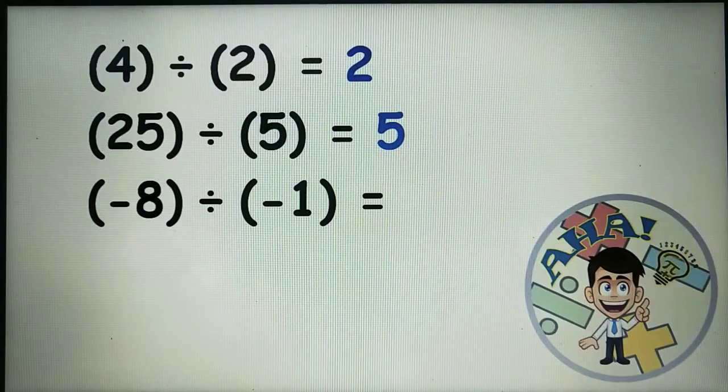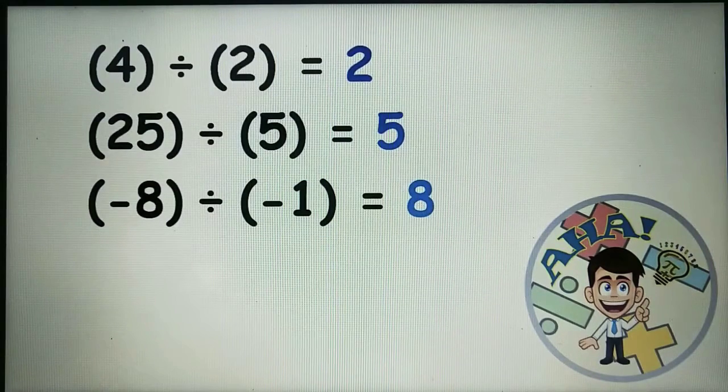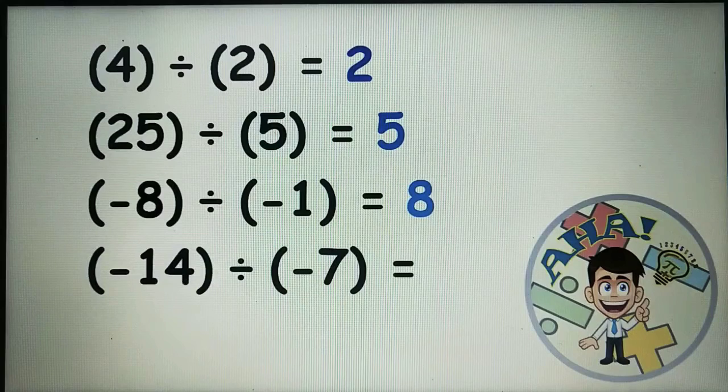Negative 8 divided by negative 1. The two numbers are all negative, so the answer is positive, and that is positive 8. Another example, negative 14 divided by negative 7. The answer is positive 2, because the two numbers being divided have the same sign, which is negative.